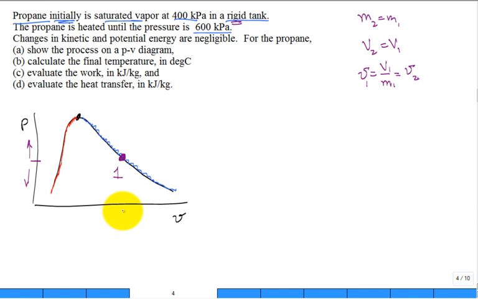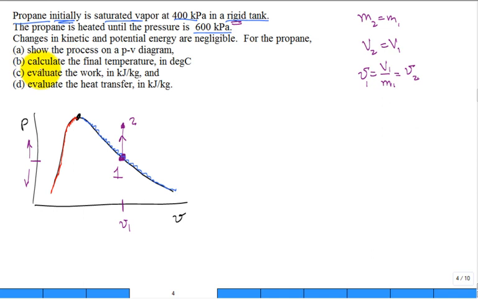So this is V sub 1. It's also V sub 2. You can conclude that there is state 2, just like that. Make sense? For the propane. So there it is.